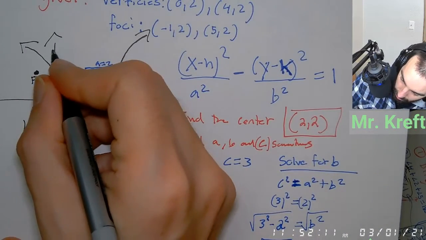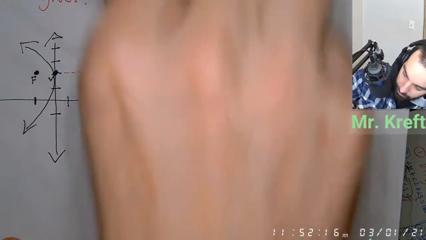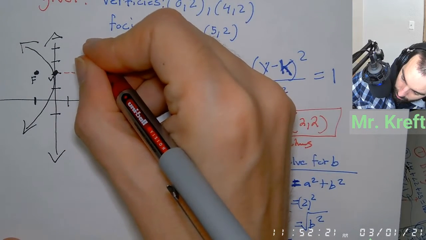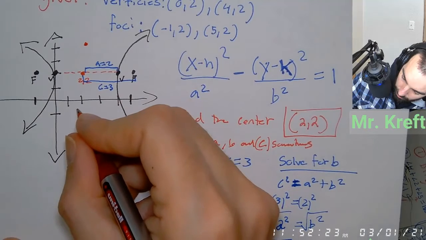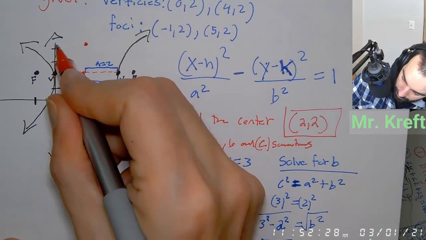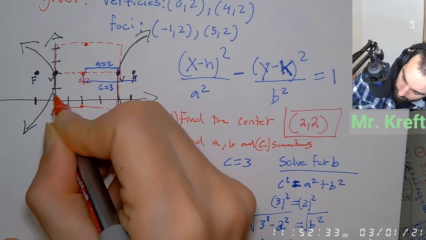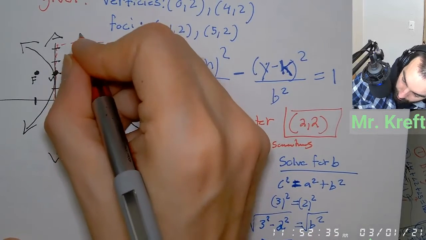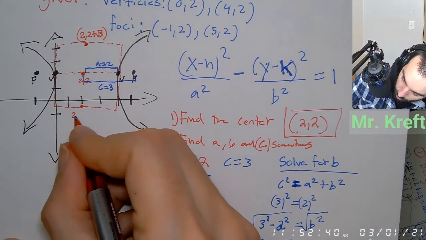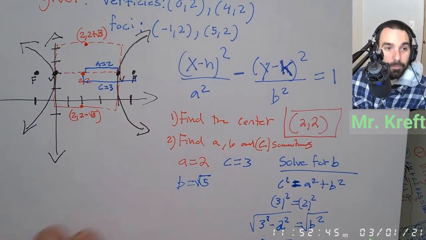So I'm going to go 3, 4, 5. And I'm going to go down 1, 2, 3. So I know I'm going to go up a little over 2, and I'm going to go a little down over 2. And I'm going to get this rectangle. So this is 2, 2 plus root 5. And this is 2, 2 minus root 5. Like that.